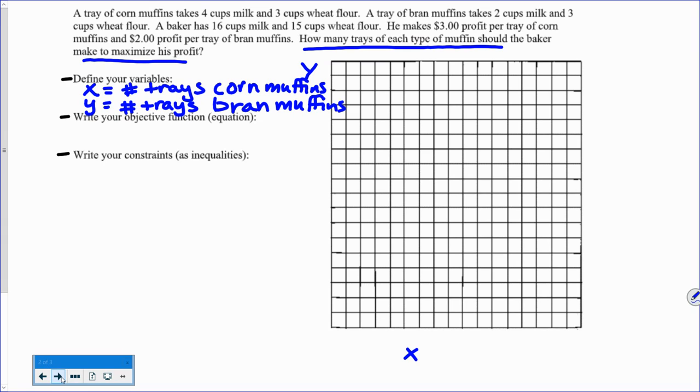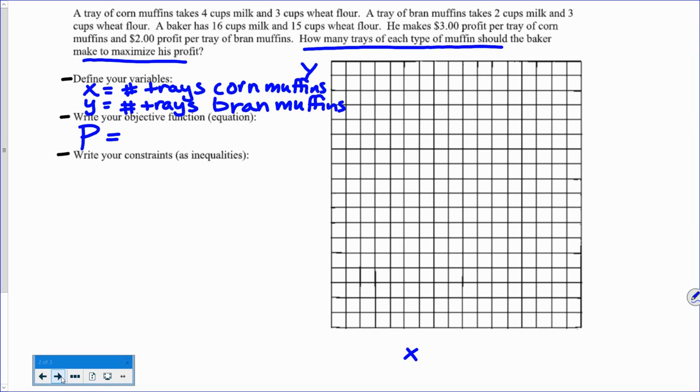We also want to know how many of those we will need to maximize profit. So now we're creating the objective function, because our objective is to maximize profit based on the number of trays of the muffins that we are making. So we're trying to find profit P. In a sense, we have three variables, X, Y, and P. P is not going to be in our graph. We'll come back to that when we are done graphing.